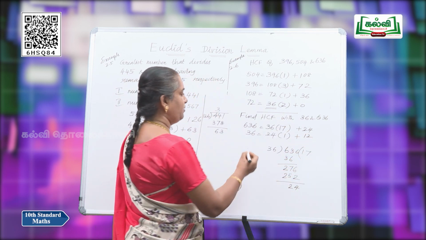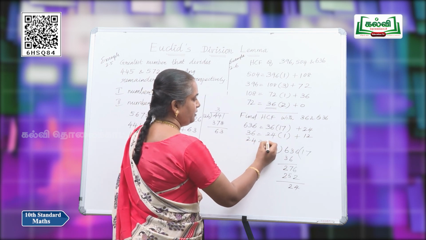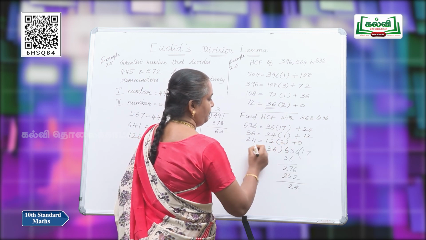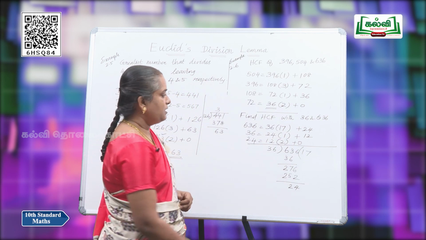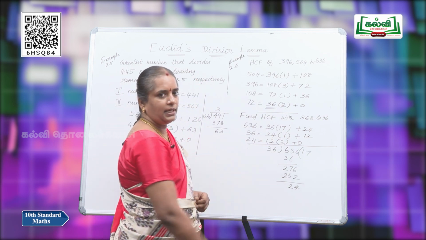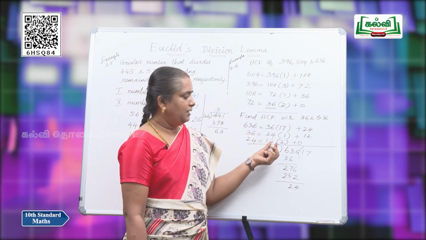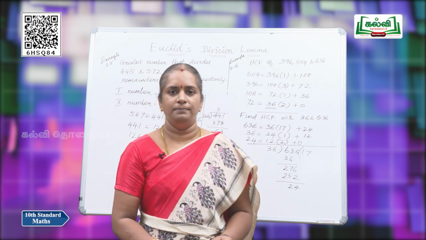So, further we are going to proceed with 24 and 12. So, 24 is equal to 12 into, very good, 2 plus 0. So, we stop here as we got remainder 0. So, the HCF is 12. So, the HCF of all these 3 numbers is 12. Have you understood, ma? Okay.